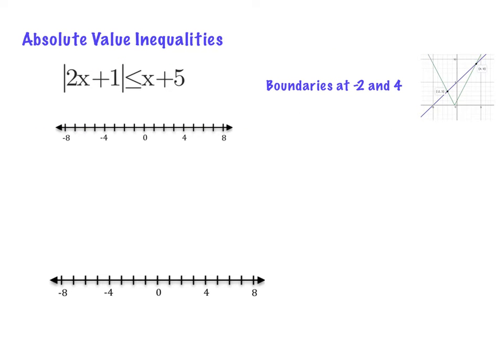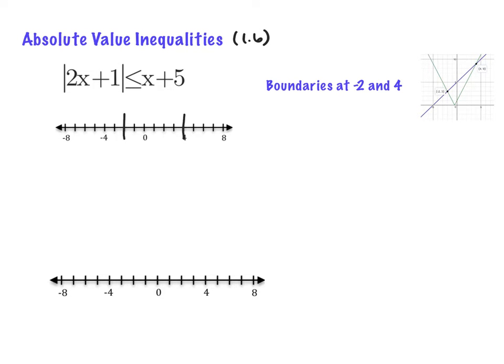Absolute value inequalities from section, oops, I didn't write that on there. That was 1.6, my inequality. All right, next up, absolute value inequalities. All right, so we now have boundaries at -2 and 4. So just like we did before, we're going to put those on the number line. So -2 and 4.